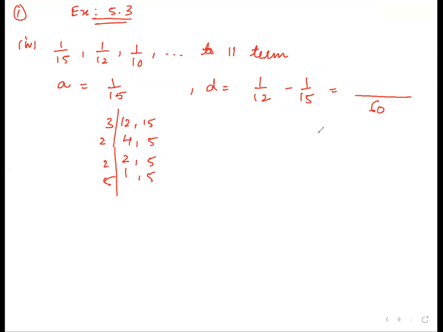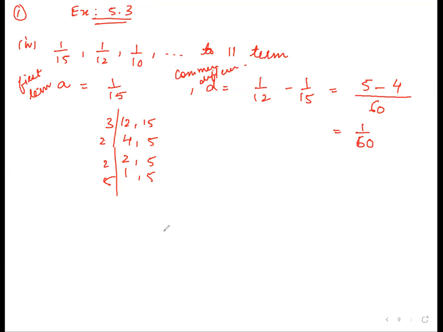Okay. So how many times will it go in 12? 12 into 5 is 60. So you get 5 minus, then 15 into 4 is 60, so 4. So you get 1 by 60 as your common difference. Always write in words also, sometimes I just skip it. So first term and the common difference, you should mention what your A and D are.